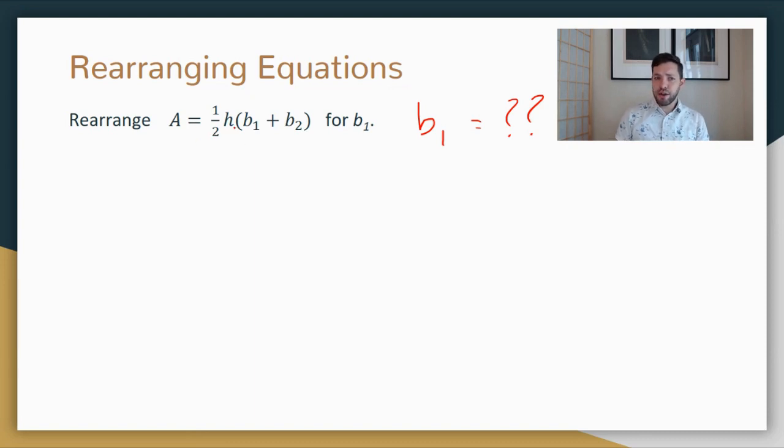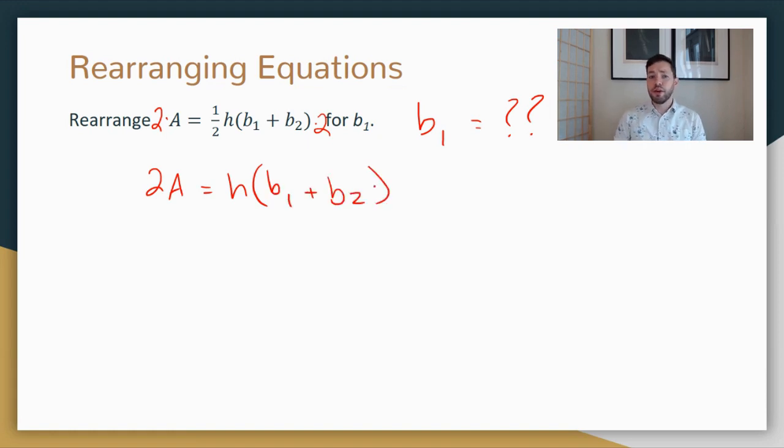Again, order of operations, or rather reverse order of operations. B1 is in parentheses, but we need to save that for last. So the first thing is that it's being multiplied by H, and it's being multiplied by 1/2. I think the first thing we want to do is get rid of that 1/2. And so what we can do to cancel that out is to multiply both sides of the equation by 2. That's going to give us 2A equals H times (B1 plus B2).